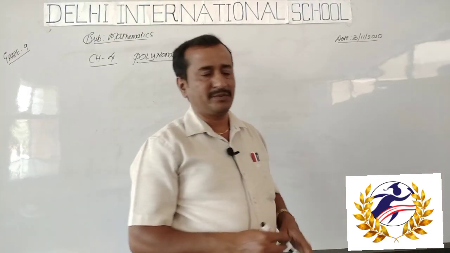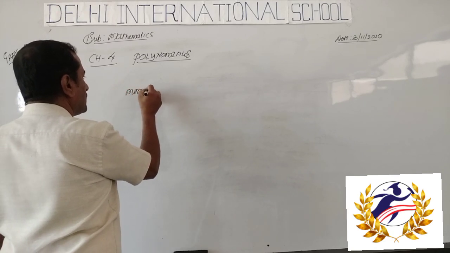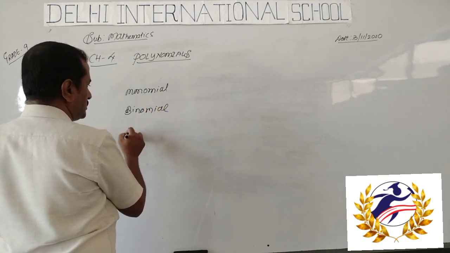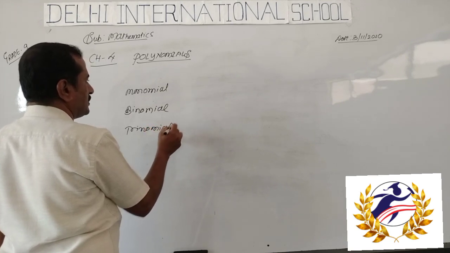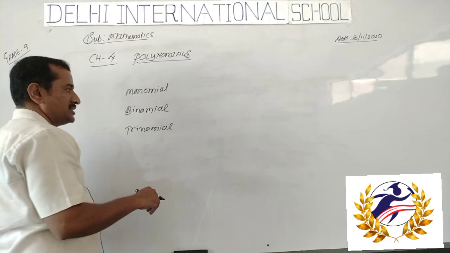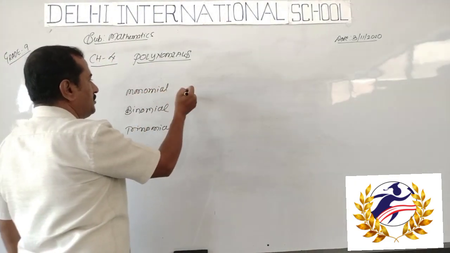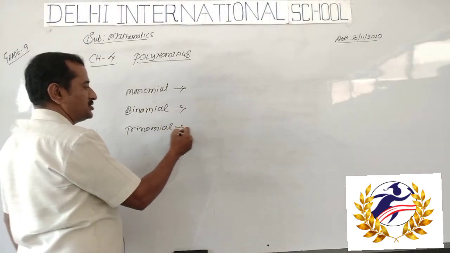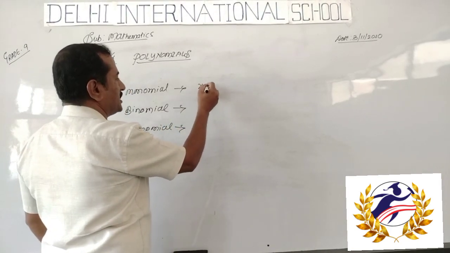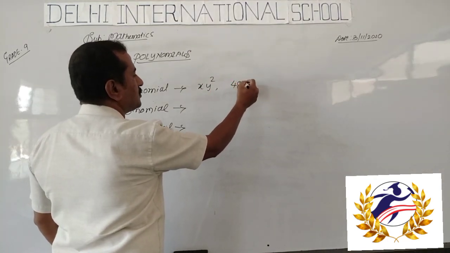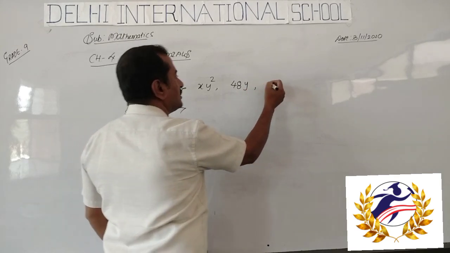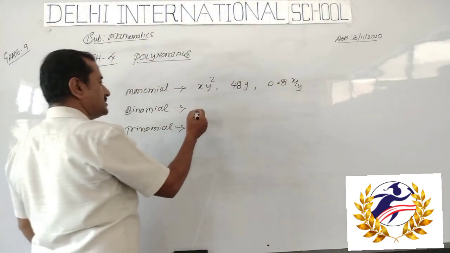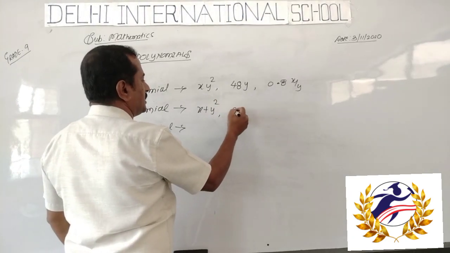What are the different types of expressions you studied? You studied monomial, binomial. Expressions like x by y are examples of monomials. Under binomial, another example is x plus y square. Okay, 9y plus 6.